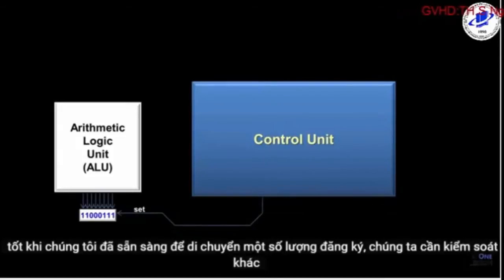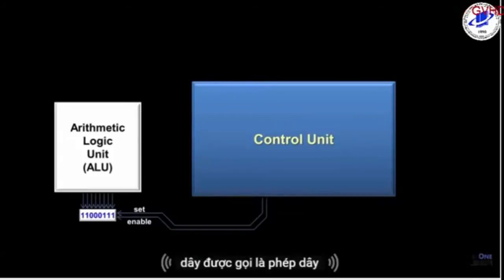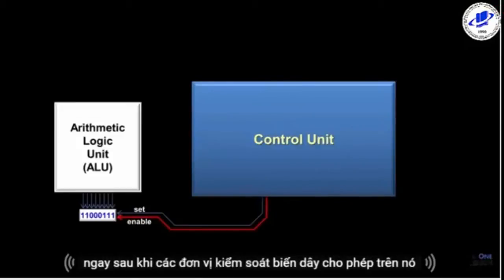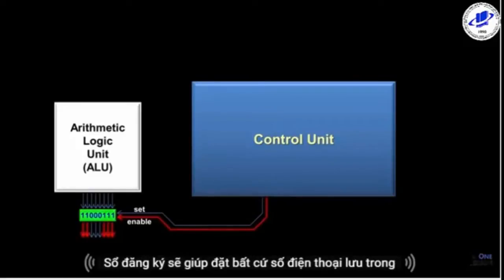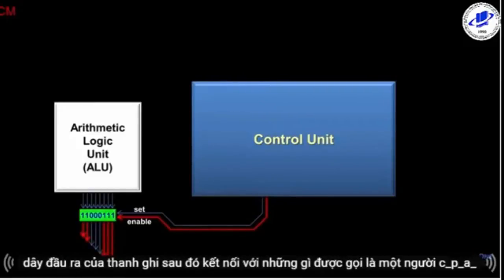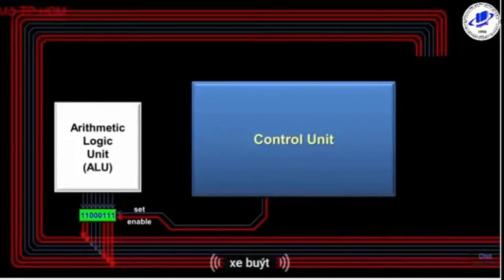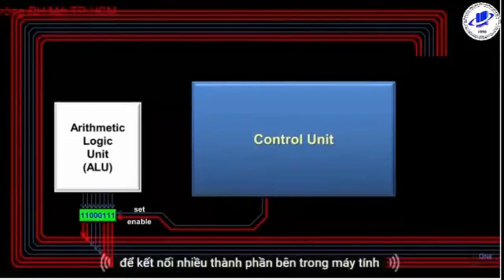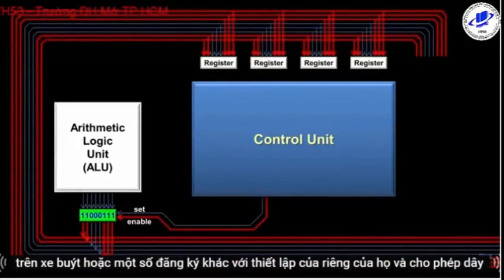Once we have the output saved in the register, though, how do we get it back out? Well, when we are ready to move a number out of the register, we need another control wire called the enable wire that also runs from the control unit to the register. As soon as the control unit turns the enable wire on, the register will output whatever number is saved inside. The output wires of the register then connect to what is called the CPU bus. A bus, as we saw earlier on the motherboard, is simply a group of wires that connect multiple components inside a computer.